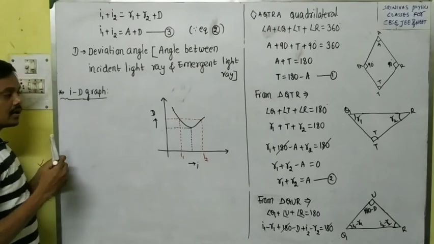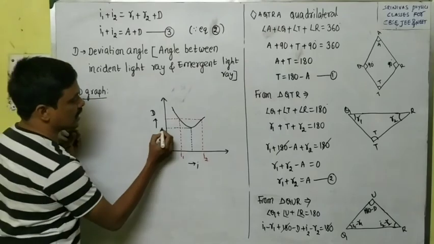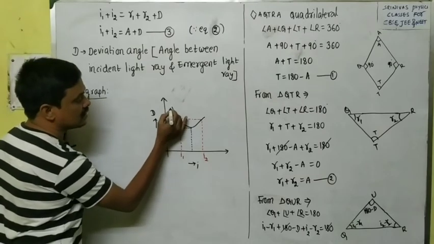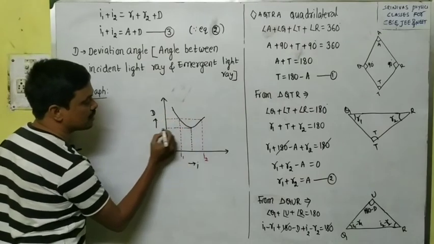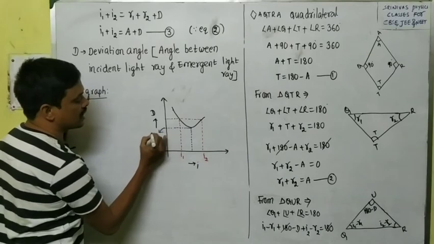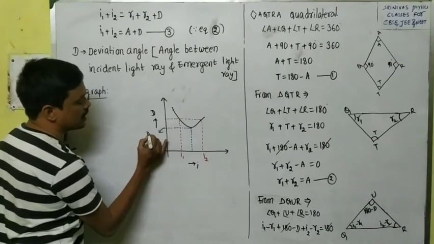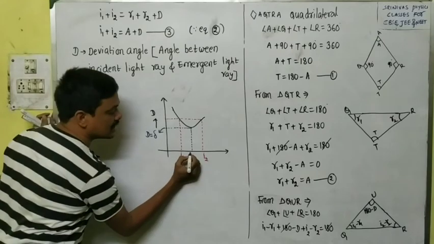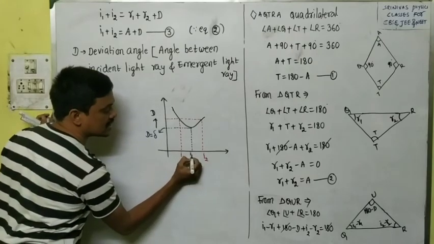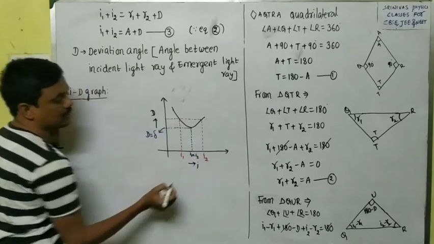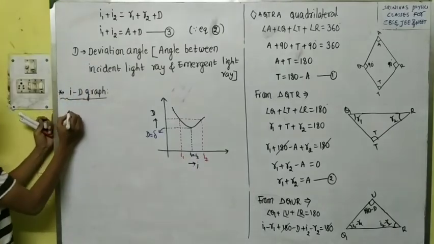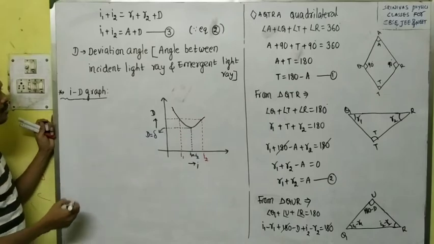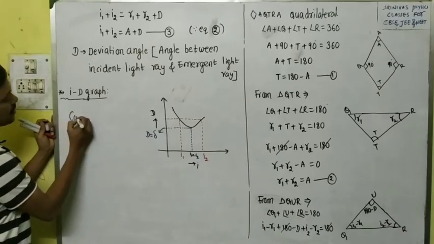Now at this location, what happens to the deviation angle? The deviation angle decreases and becomes minimum. At this point the deviation angle is minimum. We can call that minimum deviation angle delta. And at this point the angle of incidence and the angle of emergence are equal, and the deviation angle is minimum.